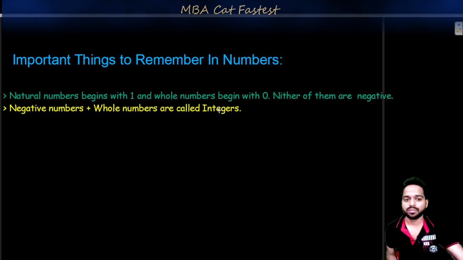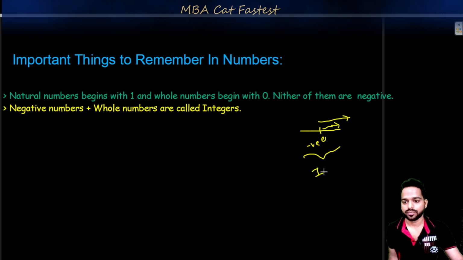Now, negative numbers plus whole numbers are called integers. What are these basically? Consider this point as 0. From here, it becomes whole numbers. And if you remove the 0, then this becomes positive numbers or natural numbers. And if you include the negative numbers plus whole numbers, this whole becomes integers.